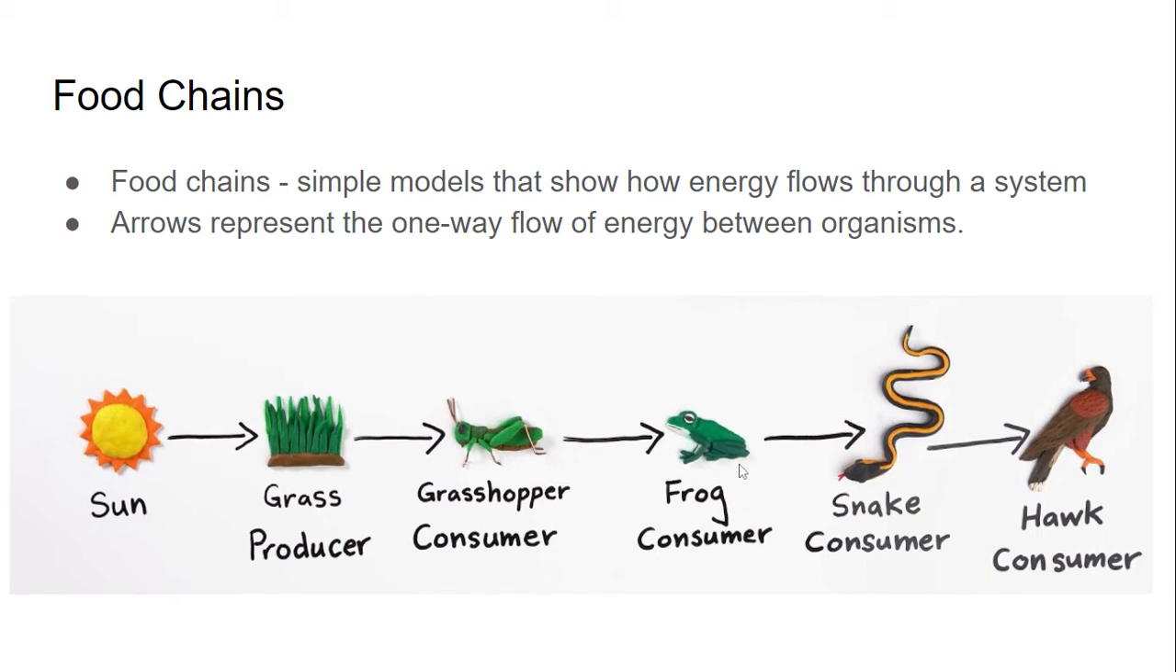And that's just going to continue on until you get here. The hawk is actually eating the snake, but the arrow still goes towards the hawk because they are receiving the energy on this specific food chain. And so food chains, like it says, are simple models. So we're just looking at more of a linear connection between all of these things within an ecosystem.